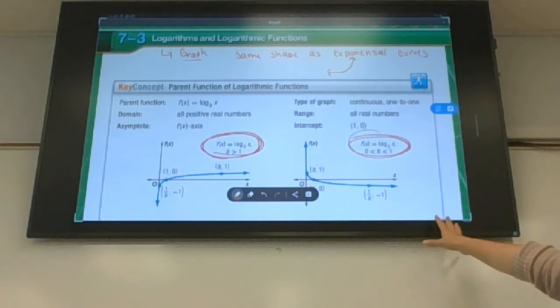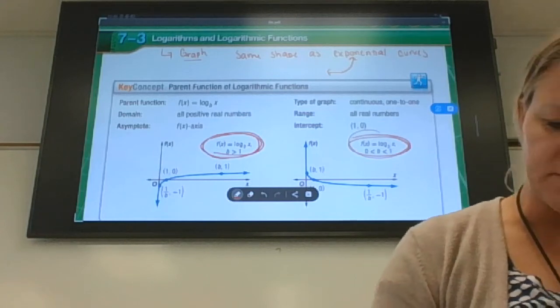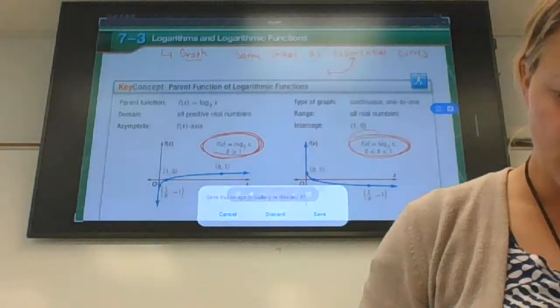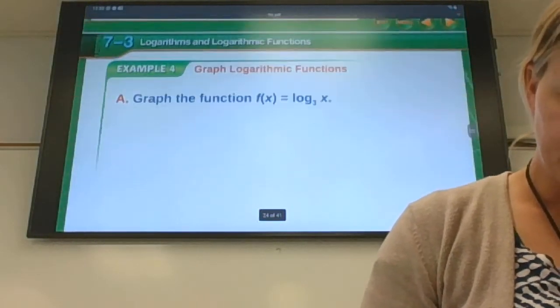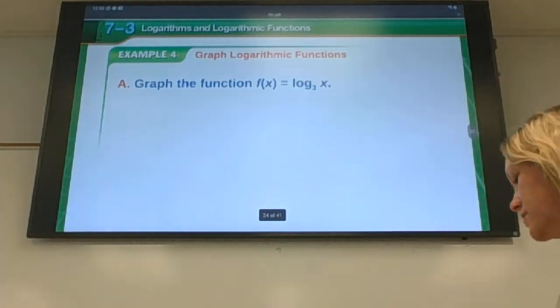Okay, this is in your book if you want to look at it. I'm going to move on. Yeah, let's try log base 3 first. So let's make a table.